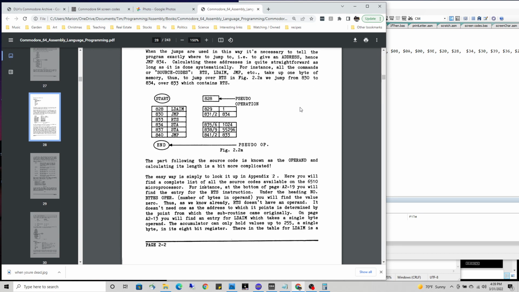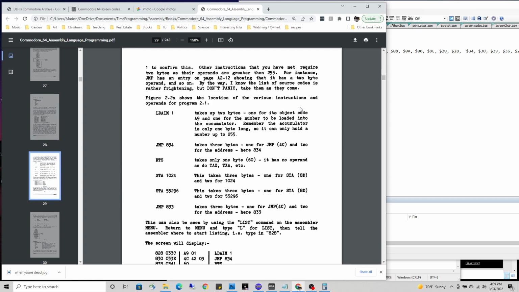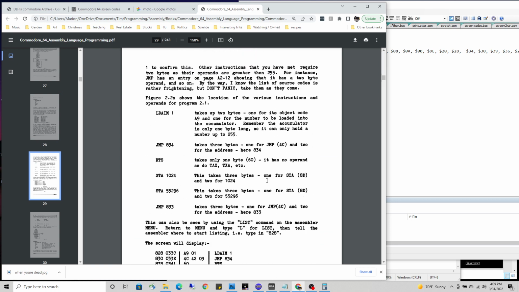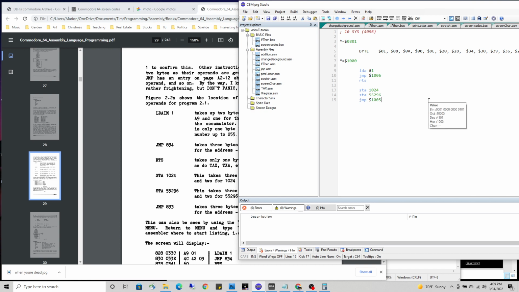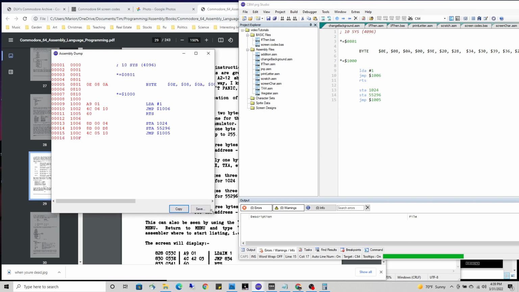Enough talk about making mistakes. The book continues on a little further. This is a very interesting bit here in chapter 2, verse 3, where he talks about how much memory each of the commands uses up. Let me go over here and look at the dump for a second. Here you can see load accumulator is using 2 bytes of memory, and the jump command is using 3 bytes of memory. RTS only 1 byte, you see.